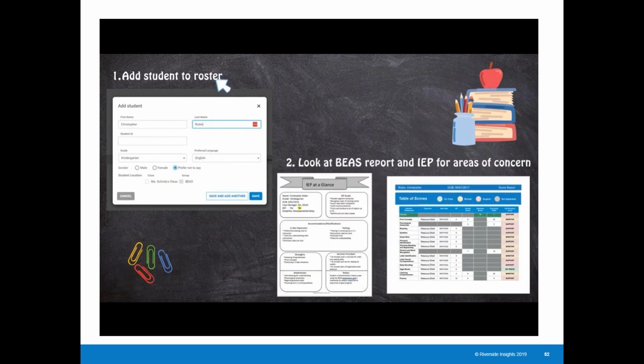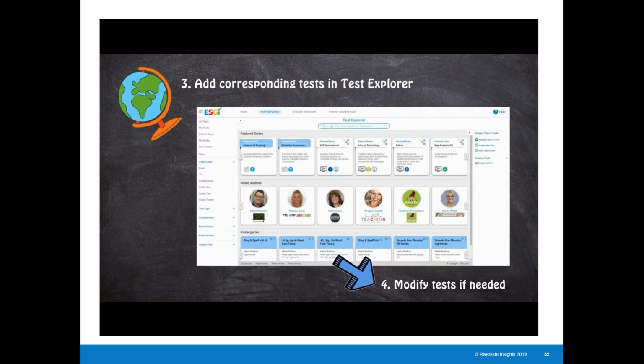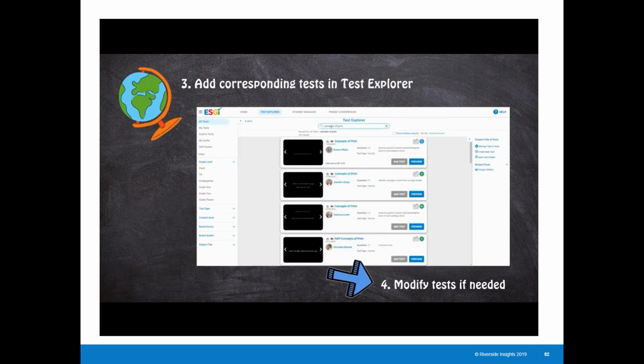You will begin by adding Christopher to your roster in ESGI. You can then look at the BEAS report and his IEP for areas of concern you will want to address going forward. Once you know which skills need to be addressed, you can find the corresponding tests in ESGI's Test Explorer and add them to your dashboard.